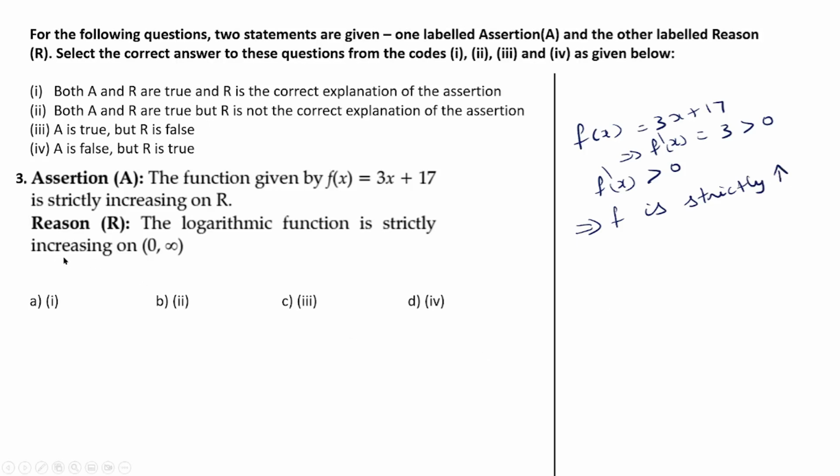And next we have under reason, the logarithmic function is strictly increasing on 0, infinity. So if we consider the logarithmic function as some other function g of x, say, here we can see that x is greater than 0. Now g dash of x is equal to 1 by x. Now we can see that 1 by x is greater than 0 for x greater than 0. Hence we can see that the logarithmic function is strictly increasing on the open interval 0, infinity.